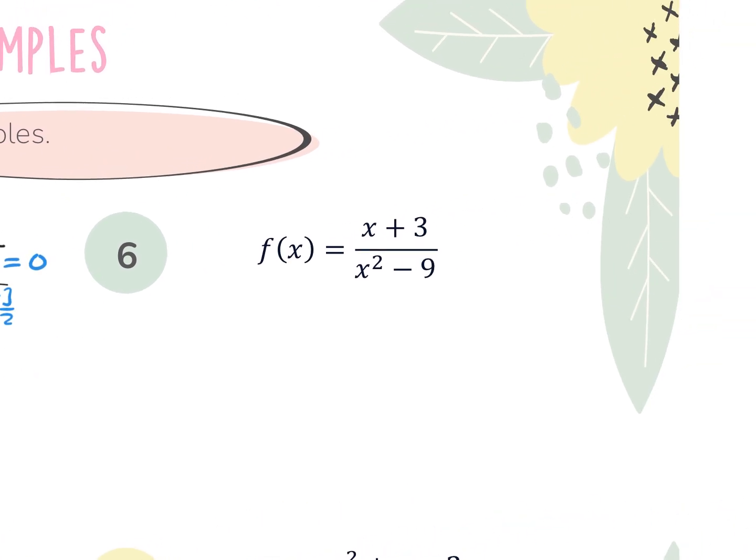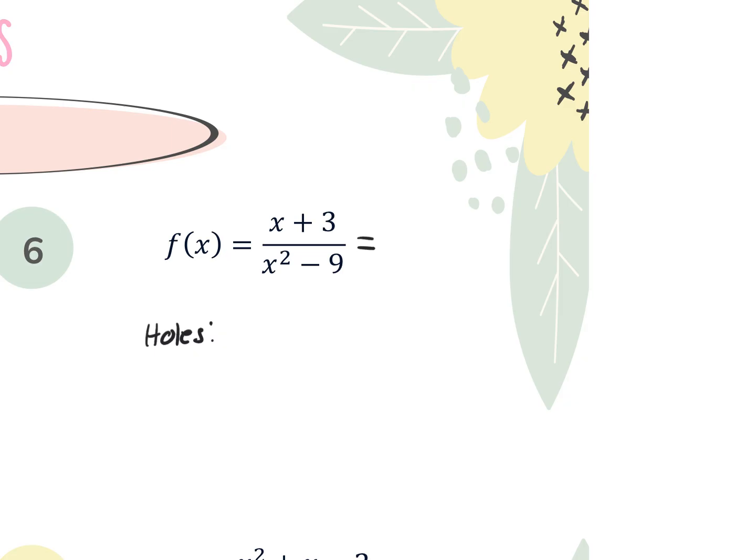Let's try the same thing with this one. Again, first thing I want to check is if there are any holes. So let's try to factor. The top doesn't factor, but the bottom does. It becomes (x plus 3)(x minus 3). And then you're going to see that the x plus 3 cancels out.